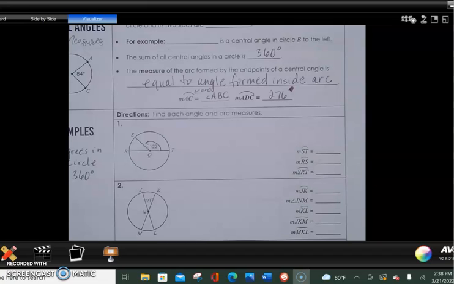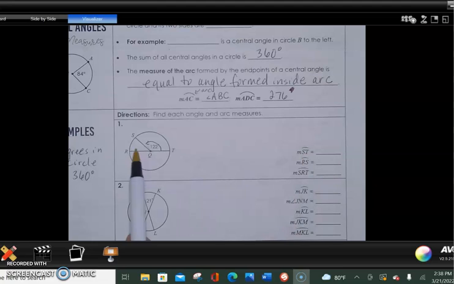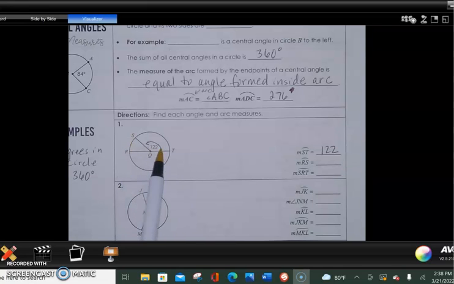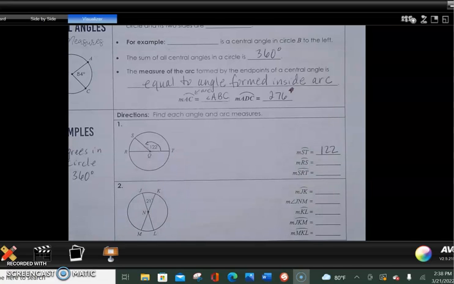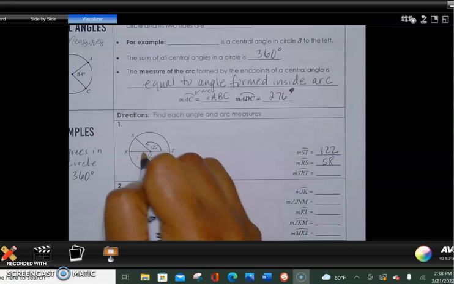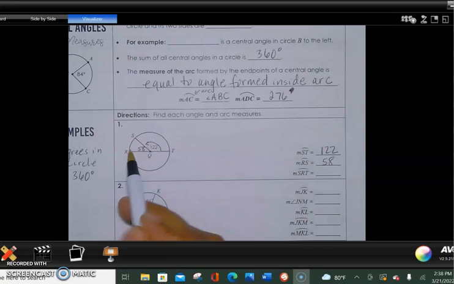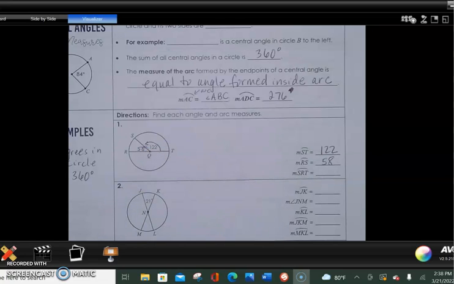All right, so number one, and I think we did a couple of these in class. So they want the measure of arc ST. So from here to here, as you can see, the central angle is 122. So this is 122. For RS, now again, because this right here is 122, and this is a semicircle, so half the circle is 180. So I'm going to do 180 minus 122 and get 58, which right here for angle SQR is 58 degrees.